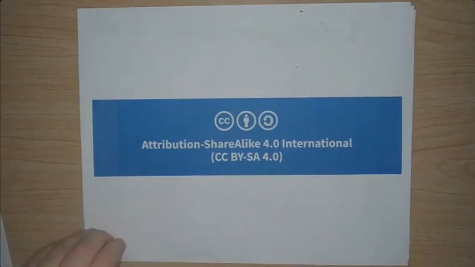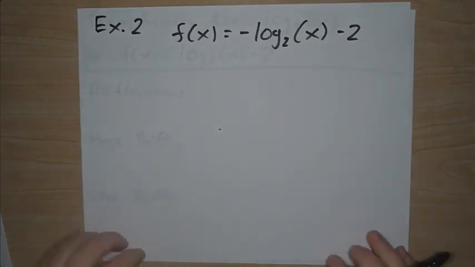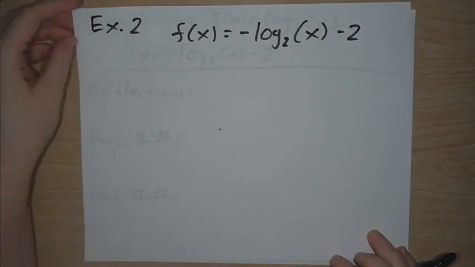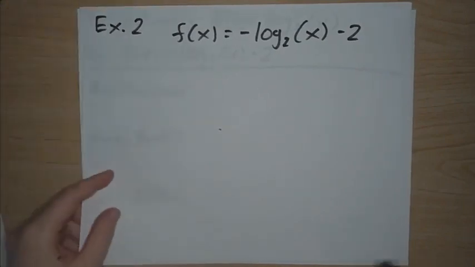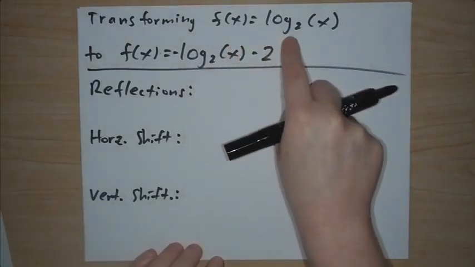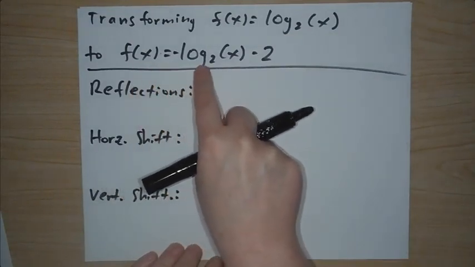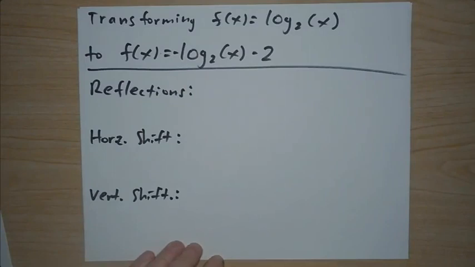This is example 2 of the logarithmic functions lab. We have the following function: f of x equals negative log base 2 of x minus 2. For part 1 of this example, we want to find if we can transform the more basic function of log base 2 of x to our function f of x equals negative log base 2 of x minus 2.